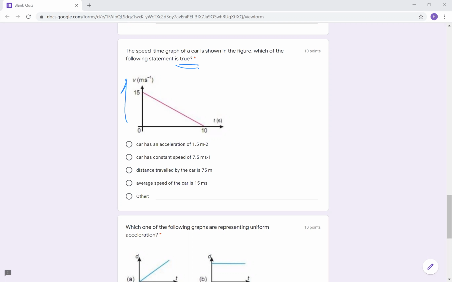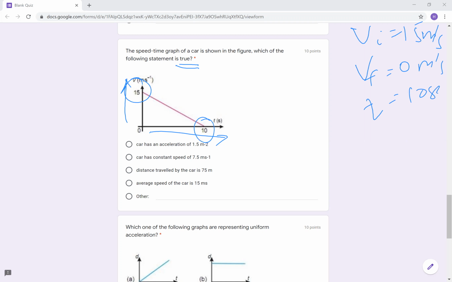The velocity is on the y-axis and the time is on the x-axis. And the initial velocity over here is 15. So Vi is 15 meter per second. And the final velocity is how much? Final velocity is 0 meter per second. And the time taken for this whole thing is basically 10 seconds, because the 10 seconds is given over here. Now, what they are trying to tell us, that car has an acceleration of 1.5 meter per second square.